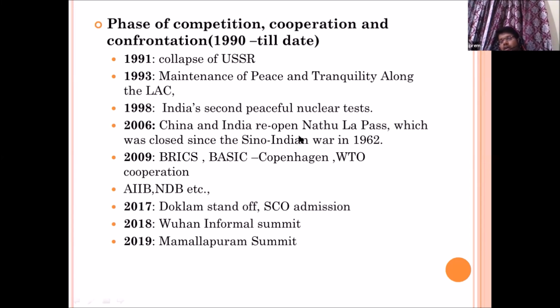Similarly, they set up another organization called BASIC. What is this BASIC? Here each letter stands for one country. I will explain here. B stands for Brazil, A stands for South Africa, S stands for India, and C stands for China. So you can understand the difference between BRICS and BASIC now. What is the missing part between BRICS and BASIC? Only one country, that is Russia, is missing. So the rest of the four countries are there. These countries came together to fight for climate change.